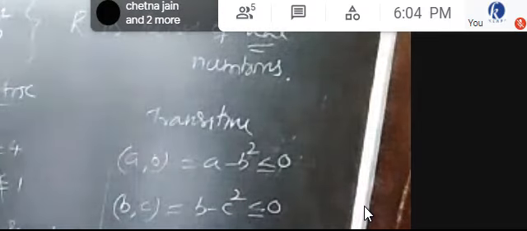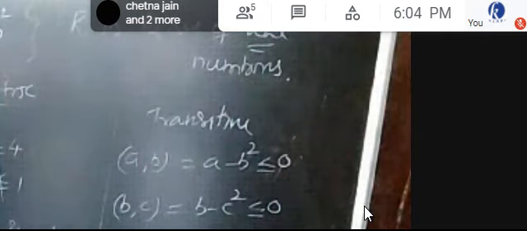A and B. A is less than B means 1 by A is not less than 1 by B. Here, 1 by A is greater than 1 by B. Its reciprocals definitely will change the inequality. Clear, guys?